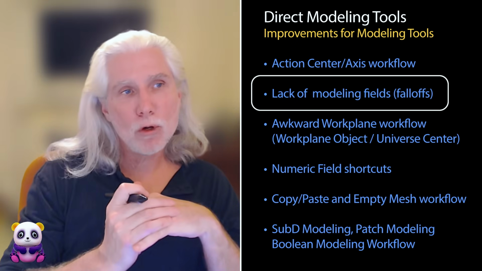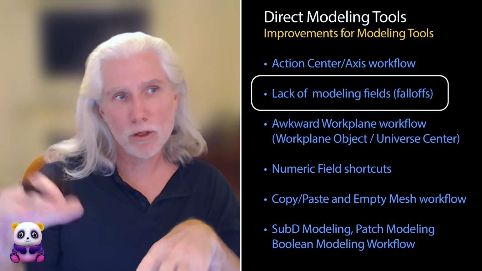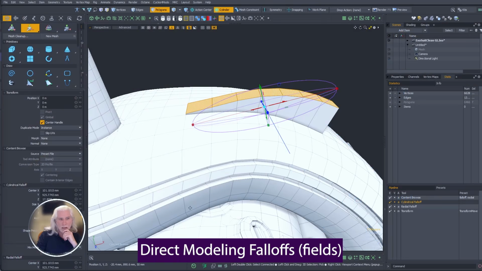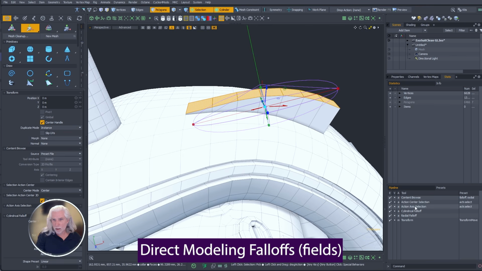And so I don't know if you implement a tool pipe for the direct modeling tools where you can bring in fields and action centers. You can see the action center is also in the field. If I'm in here and I do Alt S for selection action center, you see the action center and the fall off is there. And I can also save this entire tool pipe as a preset, and it's super useful, right?